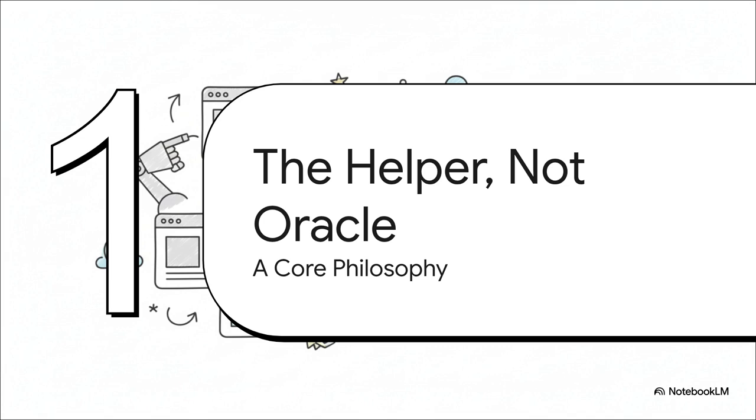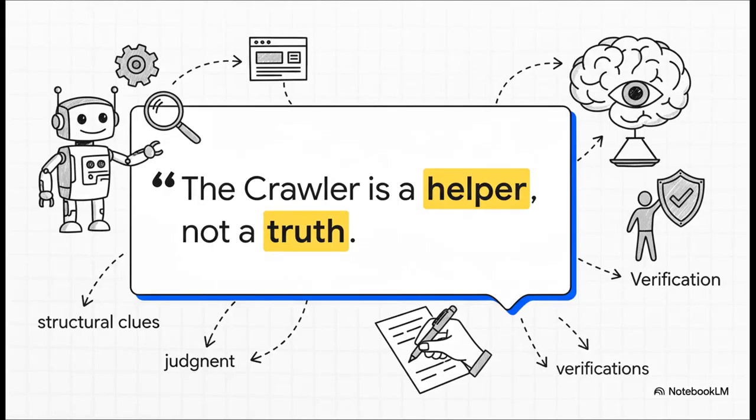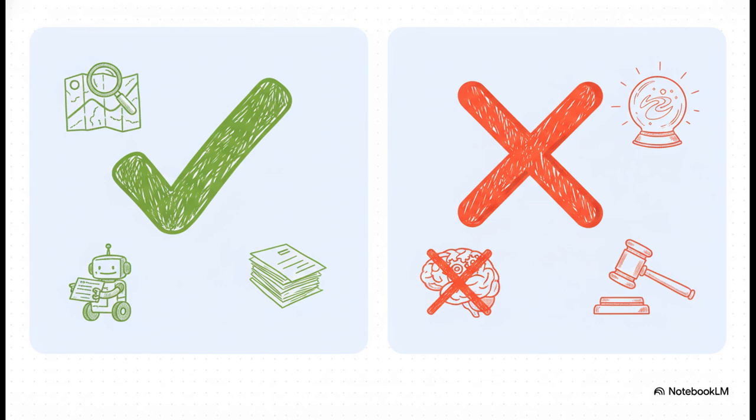It was never meant to be this all-knowing oracle. It was designed to be a powerful assistant, a helper. And this quote from the source material sums it up perfectly. The crawler is a helper, not a truth. It provides the evidence, it provides the structural clues, but the final judgment, the final verification, always rests with the agent itself.